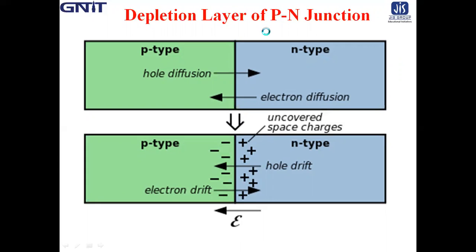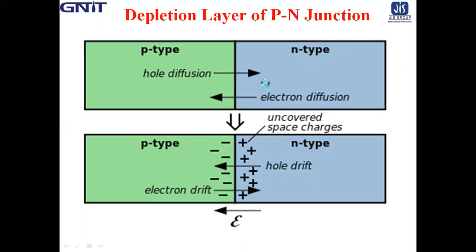So next is the depletion layer of a PN junction, or unbiased PN junction. We are not applying any voltage. So how is a depletion layer formed, or better to say, how is a PN junction formed? When a p-type semiconductor meets an n-type semiconductor, then a PN junction is formed.